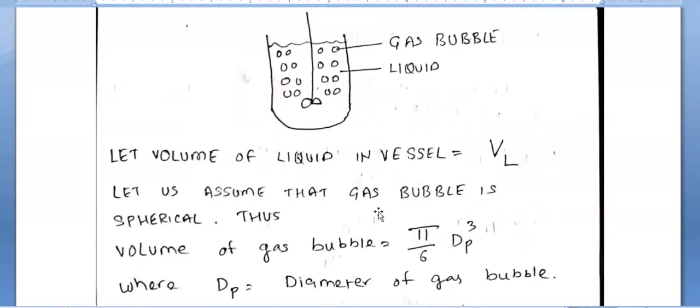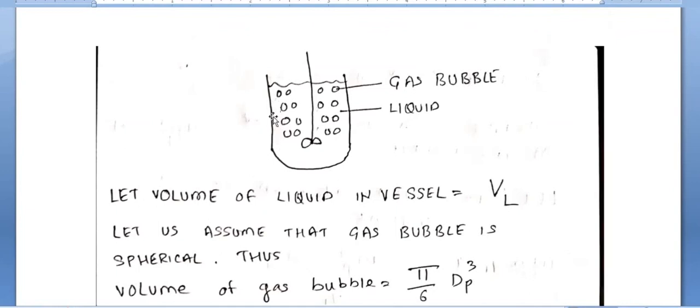Now, this is a small vessel. In this small vessel, there are some gas bubbles and the mixing is taking place. This is called the gas bubble, the dispersed phase, and the other phase is called the continuous phase. The continuous phase is liquid. Very good. Now, let the volume of the liquid in the vessel be VL.